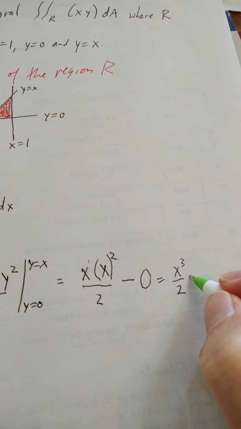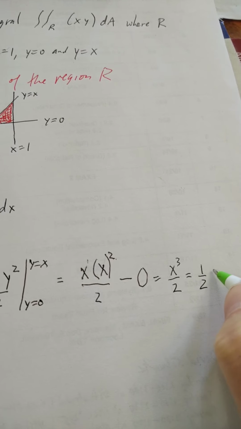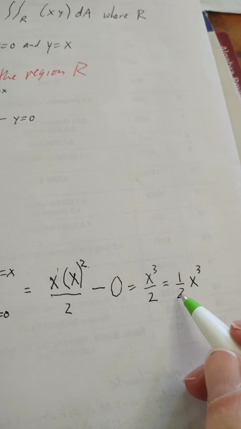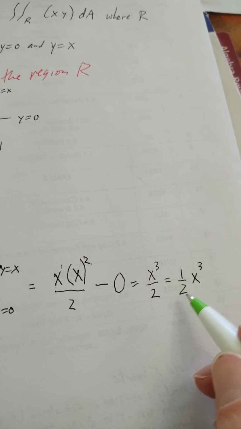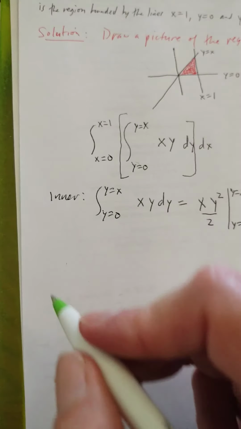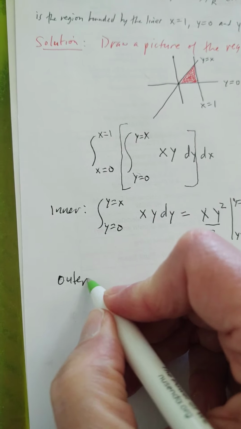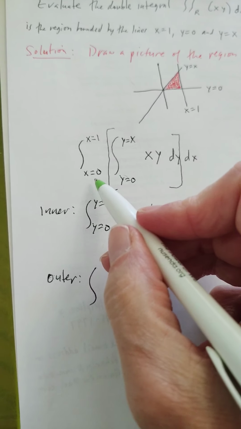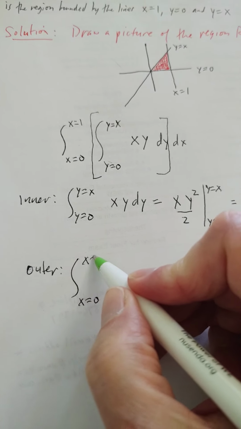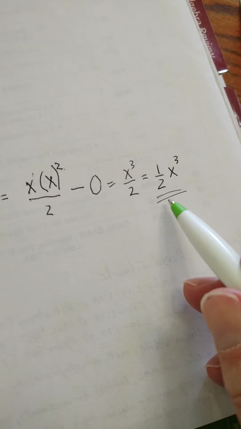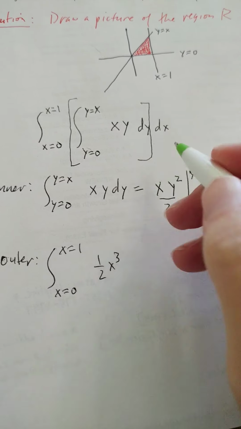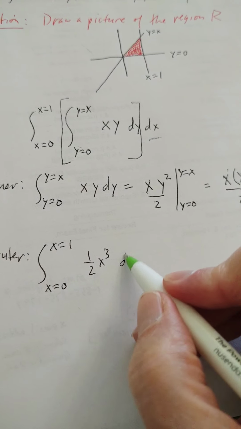And if you want to, this is the same thing, 1/2 times x cubed. I like this way better because I'm going to pull out the 1/2 later. So x cubed over 2 obviously is the same thing as 1/2 x cubed. Now that I'm done with my inner integral, let's go to the outer integral. So the outer integral is right here. x equals 0 to x equals 1. And then we're going to input this 1/2 x cubed. And now it's with respect to x.